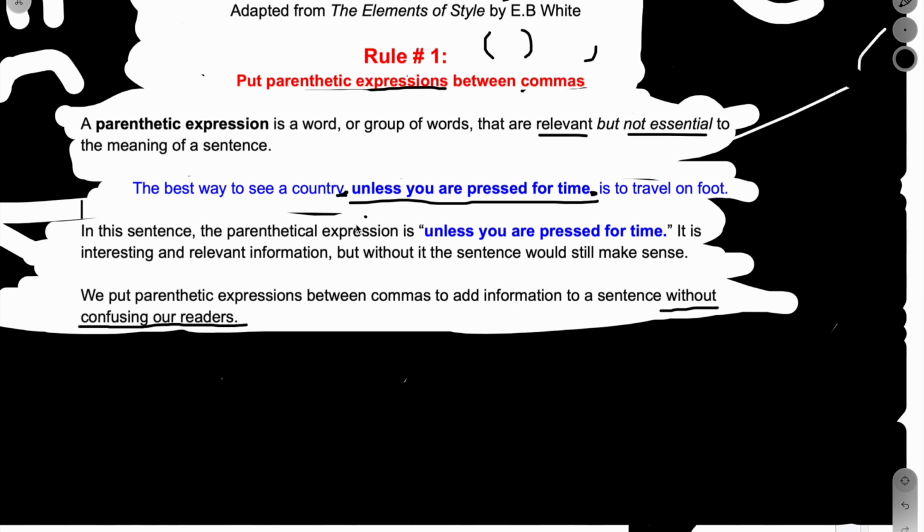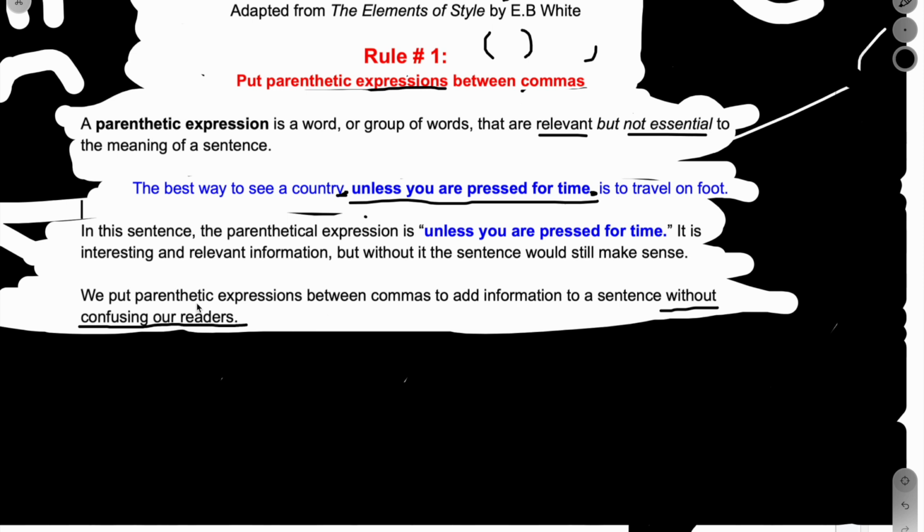The best way to see a country unless you are pressed for time is to travel on foot. Now, it might be hard to tell right now because we've heard the sentence a few times and it's becoming very familiar. But to someone who's hearing it for the first time, that could actually be quite confusing. It's so much information smushed together without any natural pauses to breathe and to allow your listener or your reader to understand what's being said. It can be really confusing.